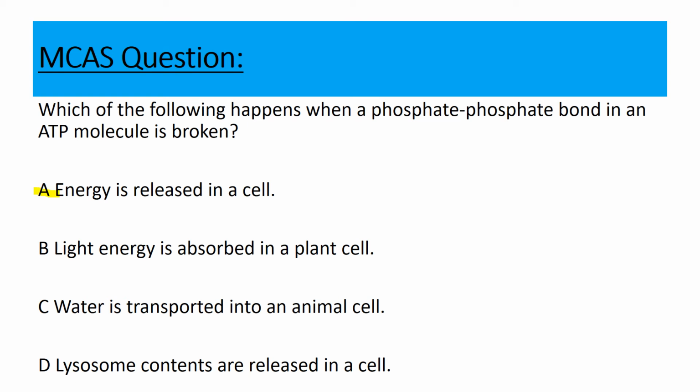I know B is also about energy, but it's obviously about photosynthesis. Light energy is absorbed in a plant cell. It's absorbed by the chlorophyll inside the chloroplasts in order to get photosynthesis going.